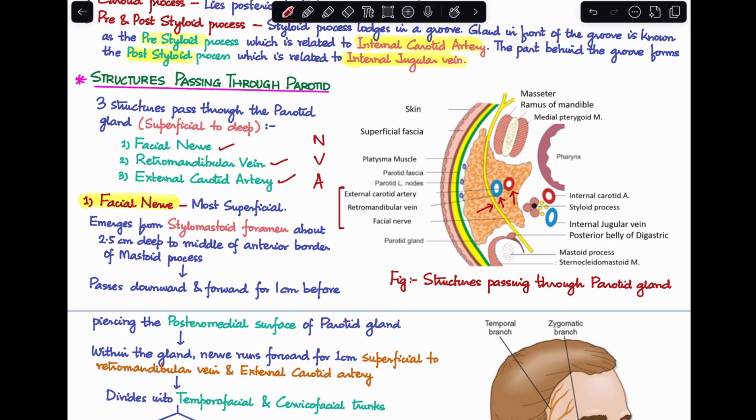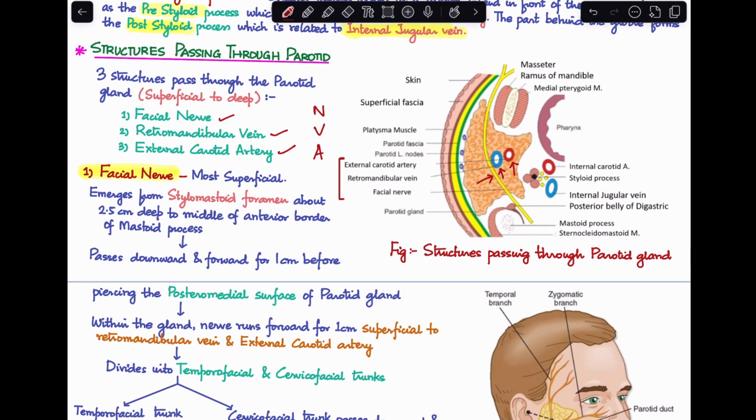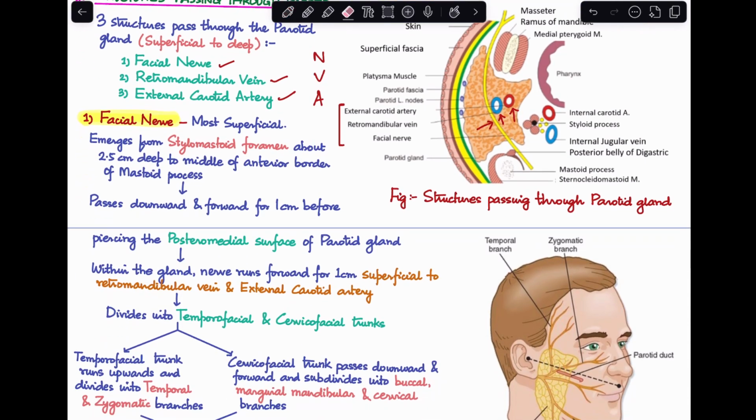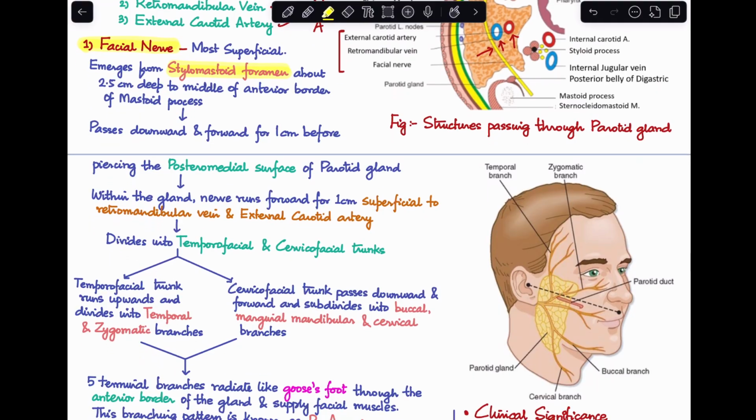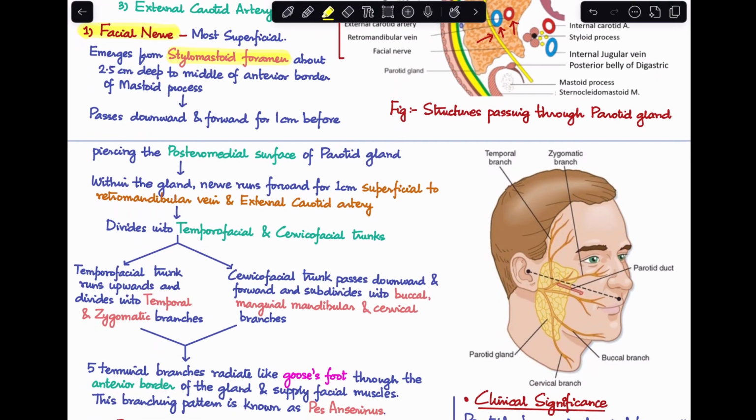Now let's discuss a little about how the structures pass and what happens as they pass through the parotid gland. So the first one is the facial nerve. This is the most superficial structure that we have over here. The facial nerve, after it emerges from the stylomastoid foramen, about 2.5 centimeter deep to the middle of the anterior border of the mastoid process, starts passing downwards and forwards for about 1 centimeter. And then it pierces the posteromedial surface of the parotid gland.